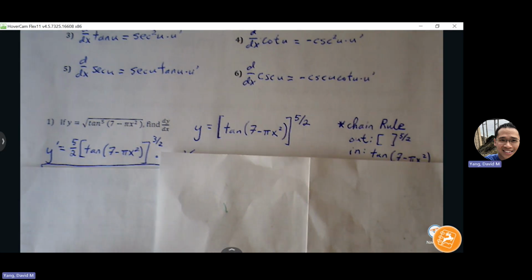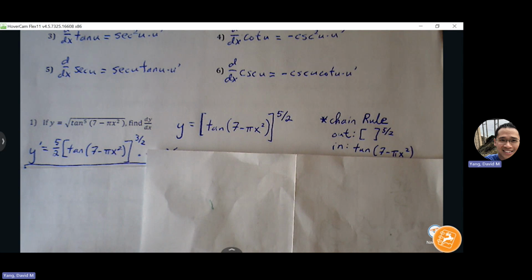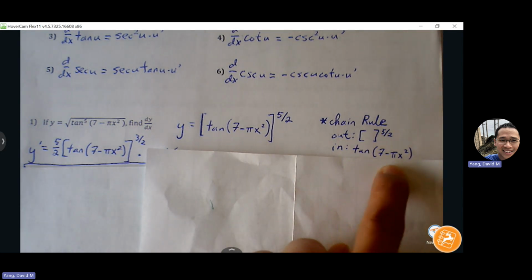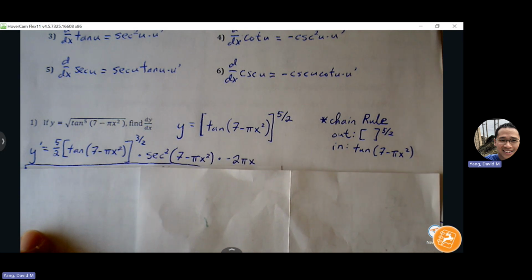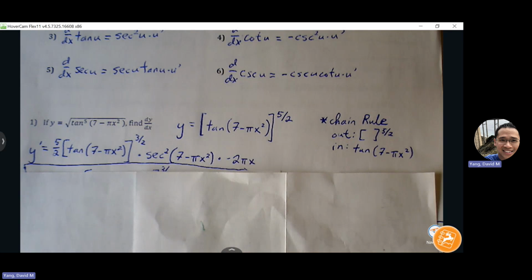And then we can take care of the inside portion, right? Tangent's derivative is secant squared u times u prime. So then secant squared u times u prime, right? Pi is just a number. There's no need for product rule inside that pi x squared. It's just negative 2 pi x.